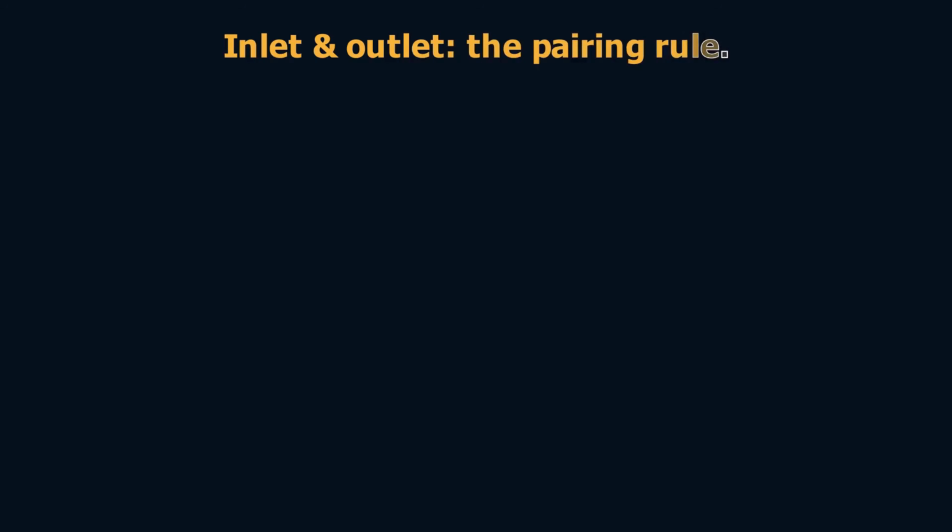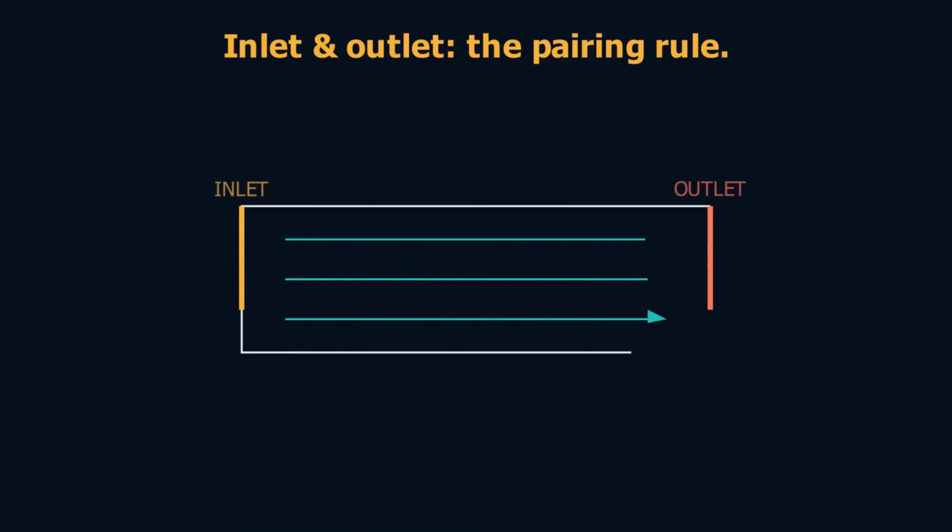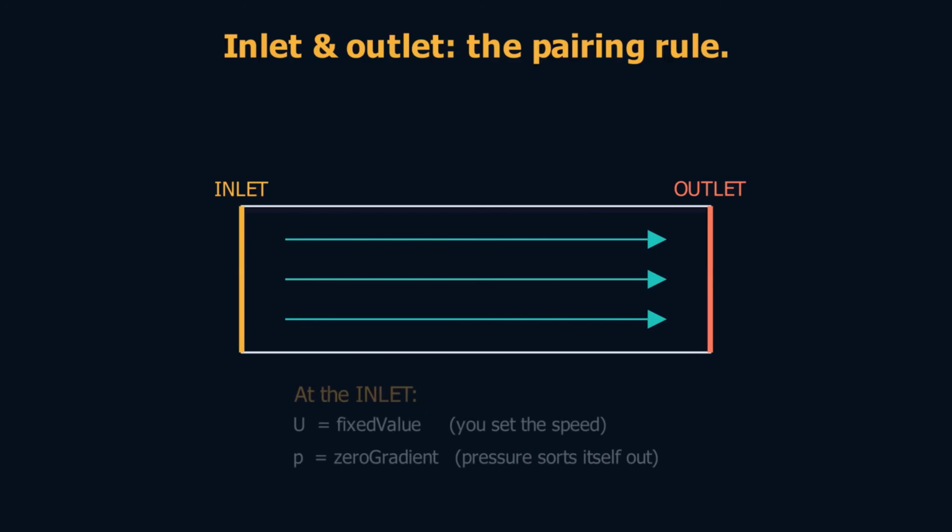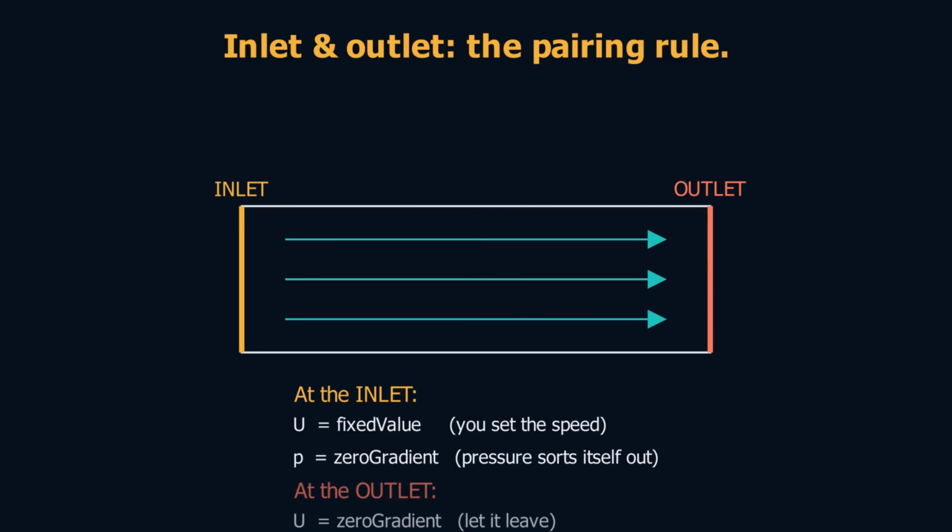Now the part that trips everyone up: how do velocity and pressure work together at an inlet and an outlet? There's a simple rule. Picture flow through a pipe. Flow enters the left, leaves the right. The rule: at the inlet you fix velocity and let pressure float. At the outlet you do the opposite, fix pressure, let velocity float. It's a seesaw. Wherever you pin the velocity, you must let pressure be free, and vice versa. Fix one, free the other.